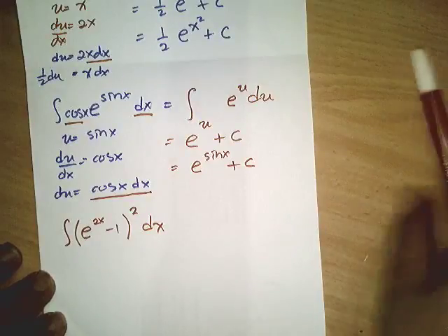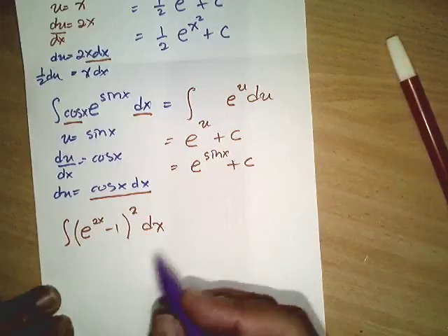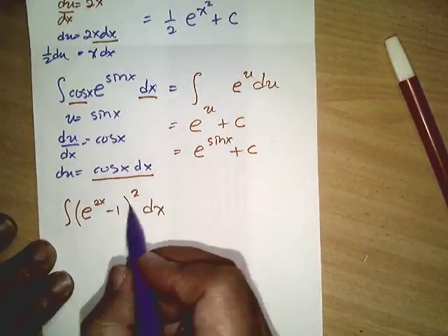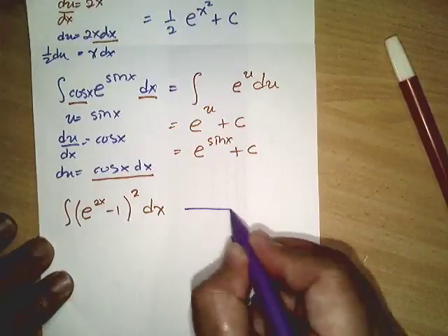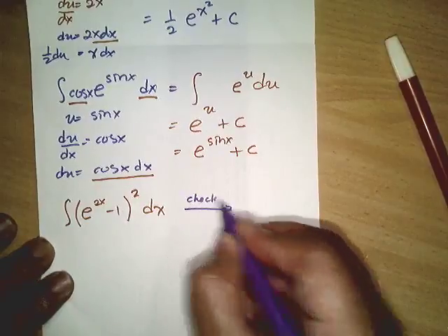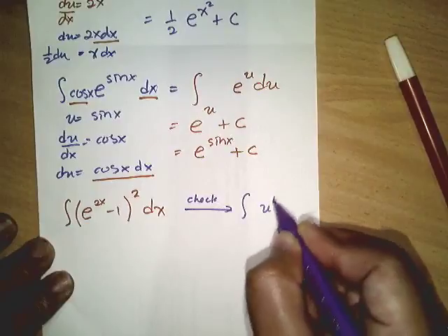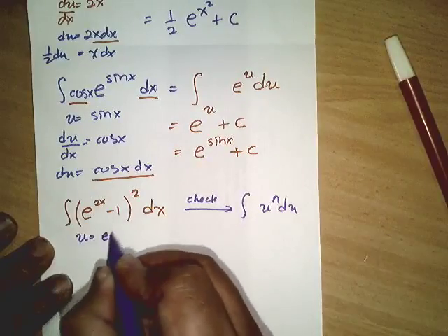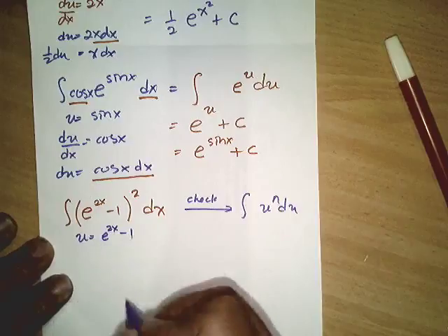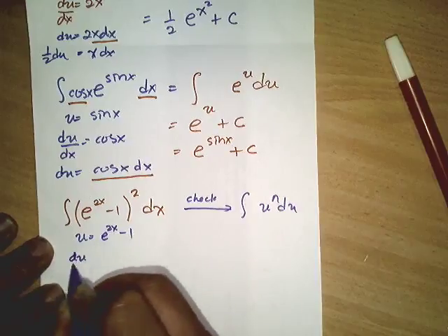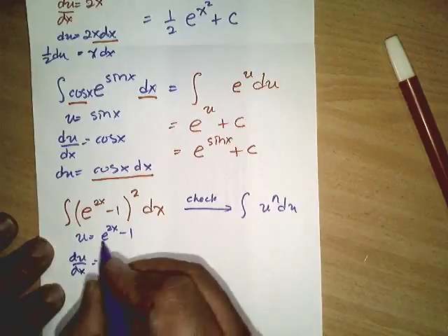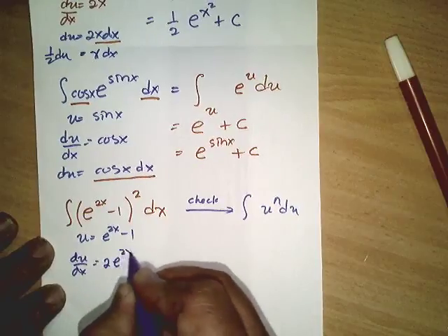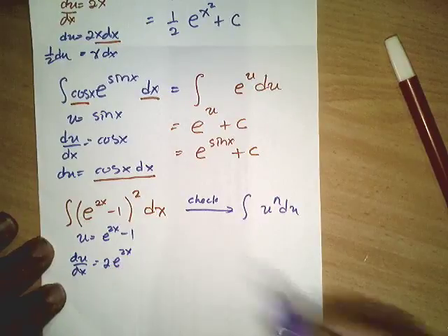Here we cannot use the substitution anymore. Why? Because this is a power. Let's check if you can rewrite this one into this format. If you let u equal e to the 2x minus 1, your du with respect to x is equal to, what's the derivative of this? That is 2e to the 2x, and the derivative of that one is 0.